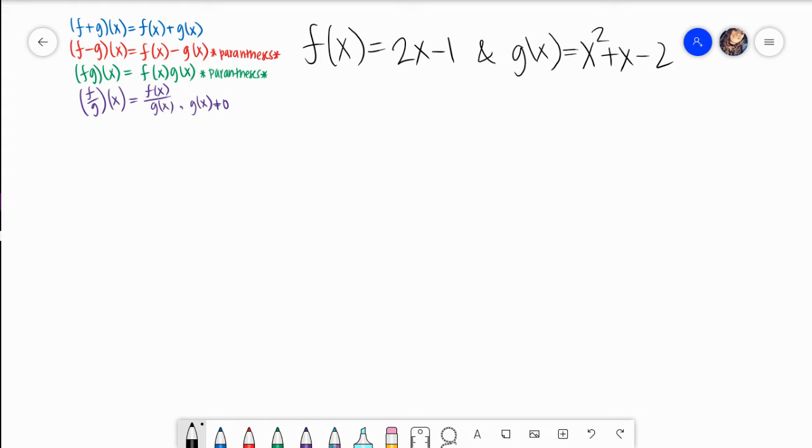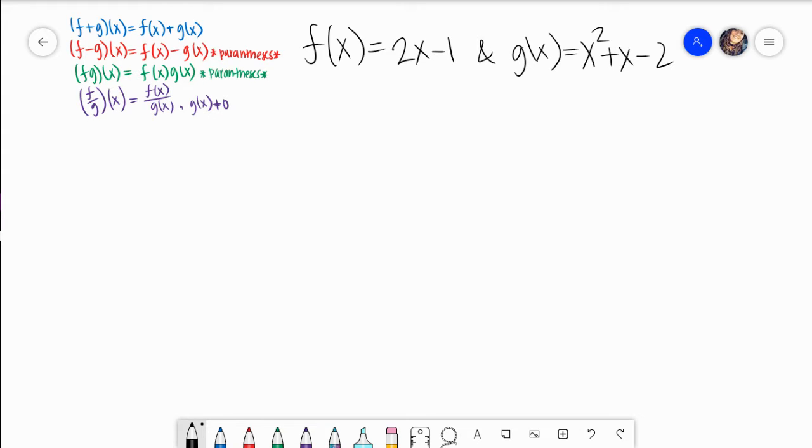Then we have our difference of functions, which is f minus g of x, where you take both of your functions and you subtract g of x from your f of x. Make sure you use parentheses. And then we have our product of functions where you multiply them together. Also, make sure you use parentheses.